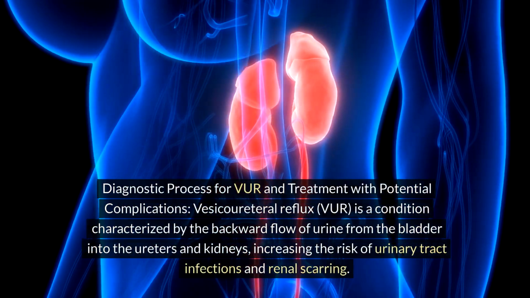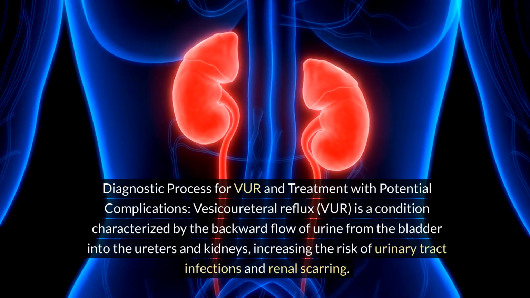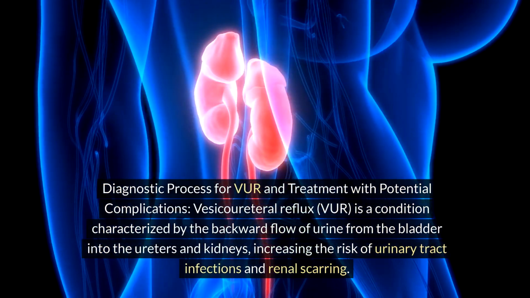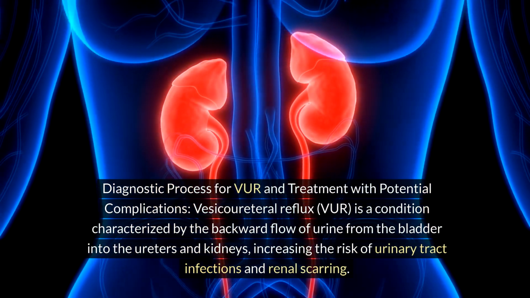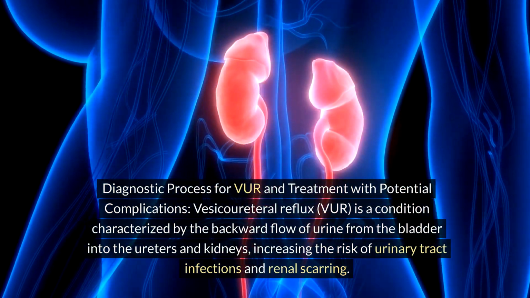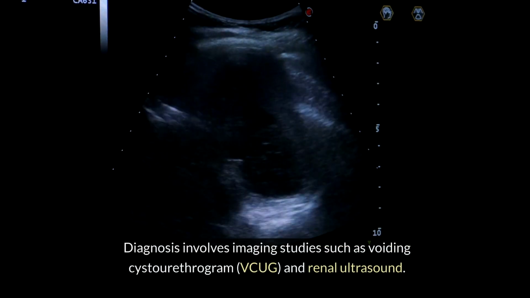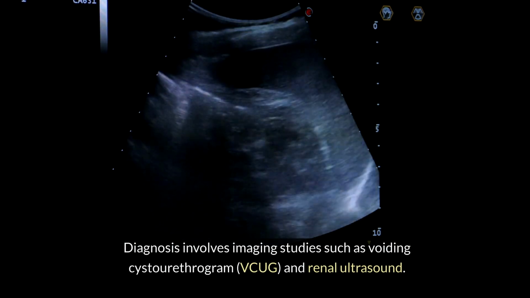Diagnostic process for VUR and treatment with potential complications. Vesicoureteral reflux, VUR, is a condition characterized by the backward flow of urine from the bladder into the ureters and kidneys, increasing the risk of urinary tract infections and renal scarring. Diagnosis involves imaging studies such as voiding cystourethrogram, VCUG, and renal ultrasound.